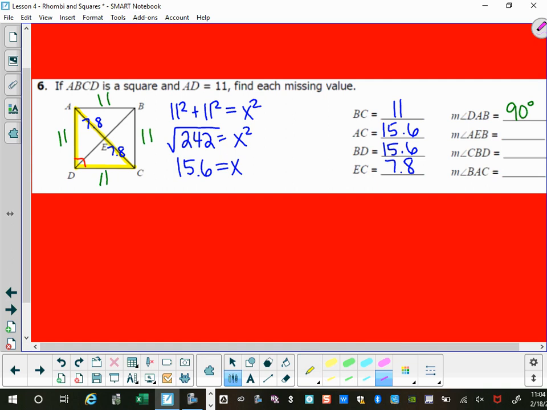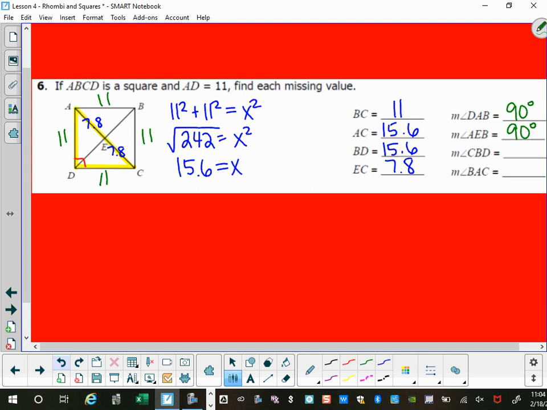All right, what about AEB? So AEB, what'd you get? Because it's like diagonal. Yeah, that's right. Diagonals are perpendicular, so it is going to be 90 degrees.